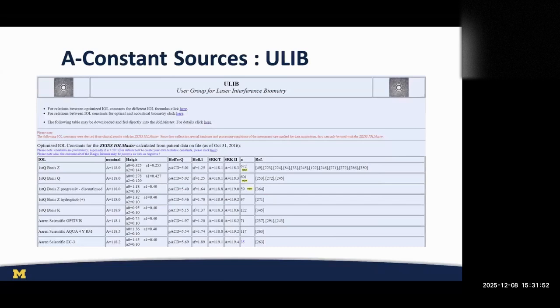So Elisa, do I understand it correctly? A constant is a function of lens and population, right? Or is there any other dimension that I should think about?